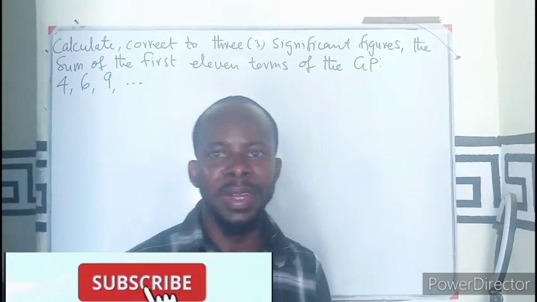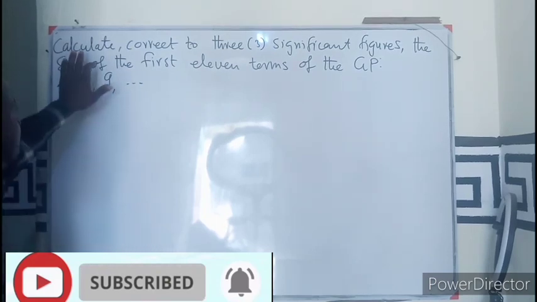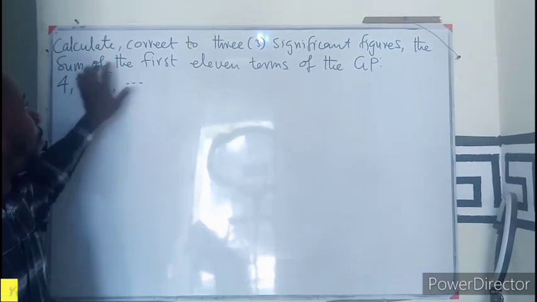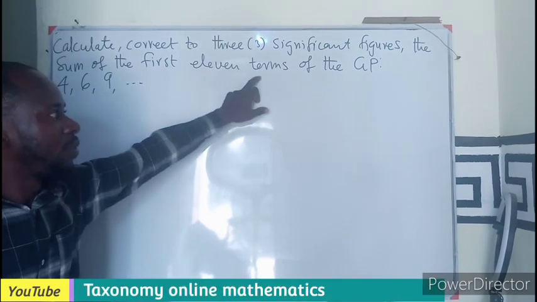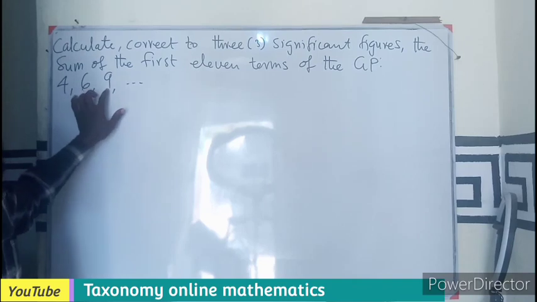Viewers, welcome. Let's provide an answer to this question under geometric progression. Calculate, correct to three significant figures, the sum of the first 11 terms of the GP 4, 6, 9.